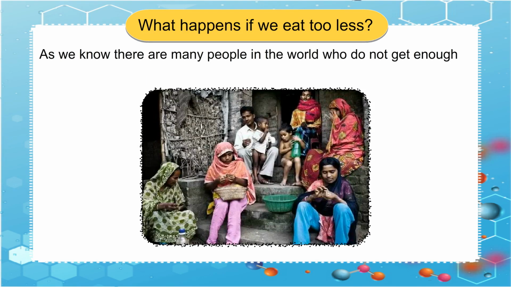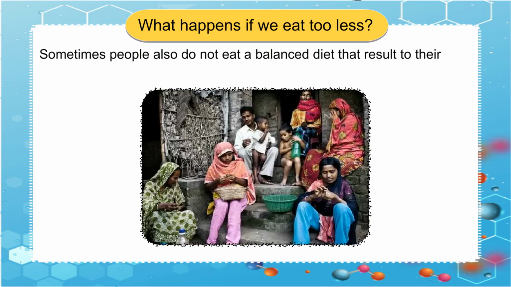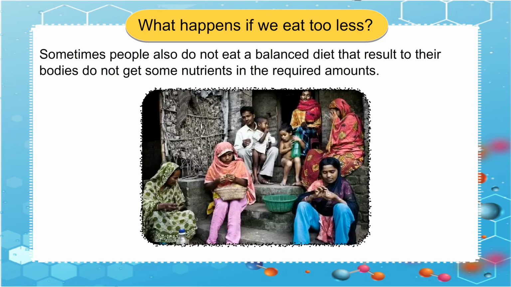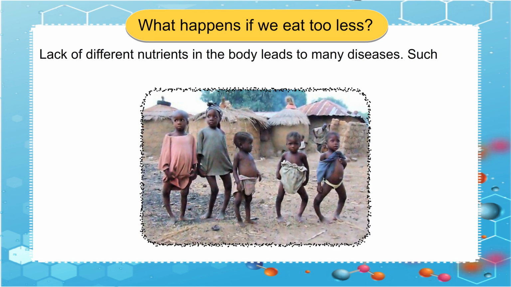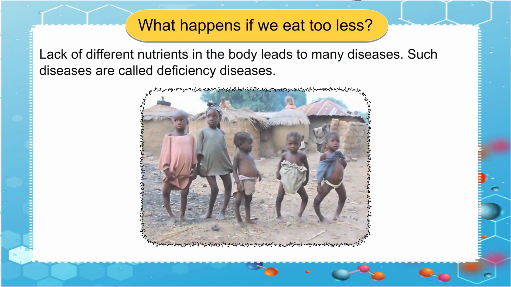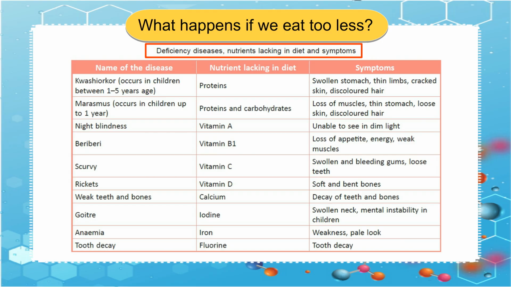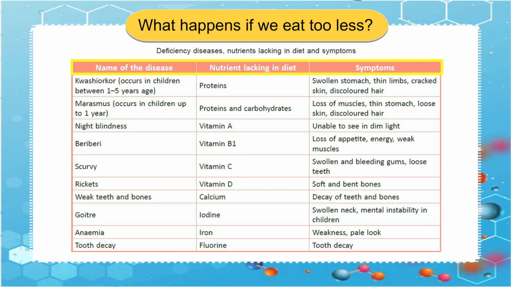As we know, there are many people in the world who do not get enough food, resulting in lack of nutrition to their bodies. Sometimes people also do not eat a balanced diet, so their bodies do not get some nutrients in the required amounts. Lack of different nutrients in the body leads to many diseases. Such diseases are called deficiency diseases. Deficiency diseases, nutrients lacking in diet and symptoms. Name of the disease, nutrient lacking in diet, symptoms.